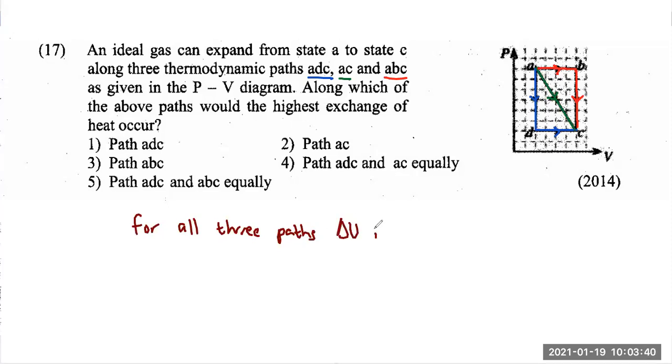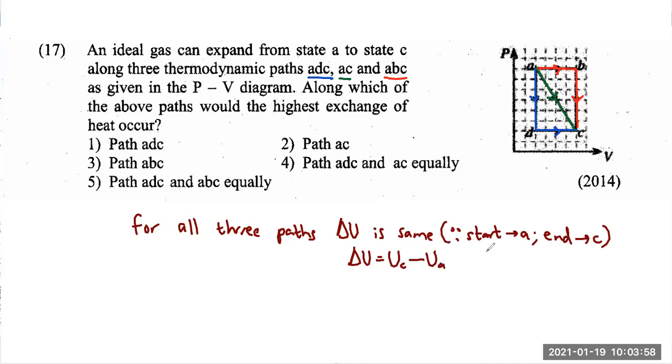Delta U is the same. Why? Because the starting point is A and the ending point is C. All three paths start at A and end at C. So you can say delta U is equal to UC minus UA for all three paths. Delta U is constant. But the work done is different.